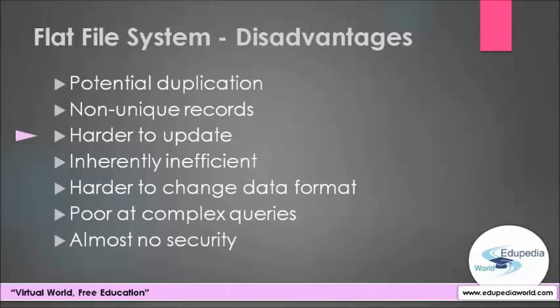Number 3. Harder to update. Suppose you need to store additional data about the already captured data. That would not be an easy task. Number 4. Inherently inefficient. For that, let's take email address. If there are tens of thousands of records, there may be many people having no email addresses. But every record in a flat file database has to have the same fields whether they are used or not.